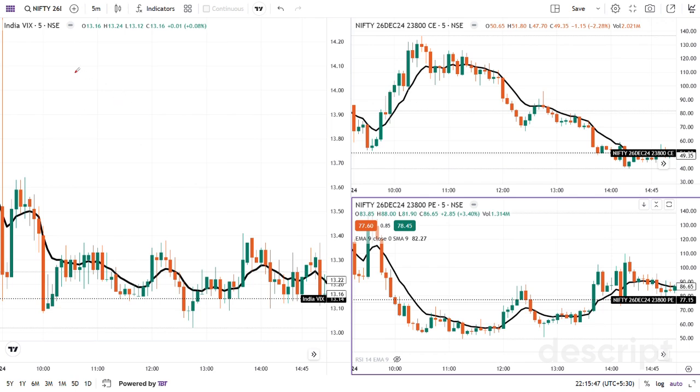Now we simply plot our VIX, and this is where our interest comes. If the VIX is going up, the put market will go up and the market will fall down. As simple as that. So how do you trade this particular thing?